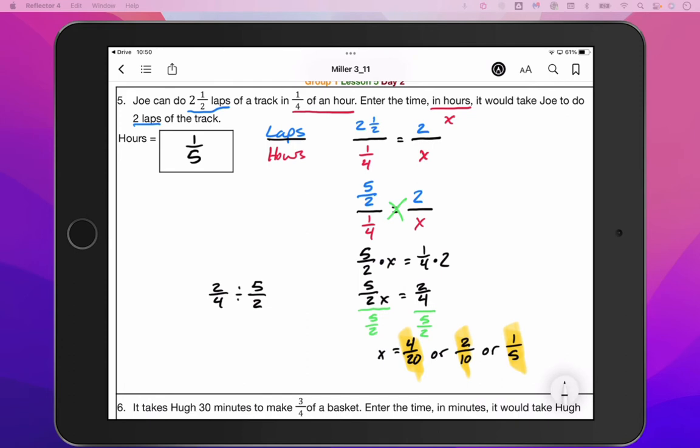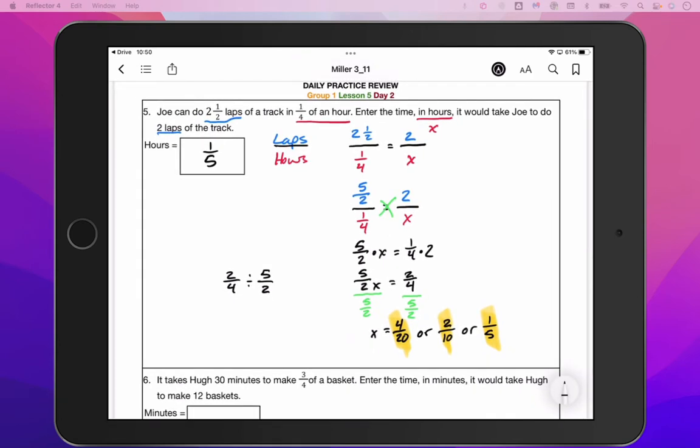All right, that's it for number 5. I'll pause that there for a moment and then move on to number 6.